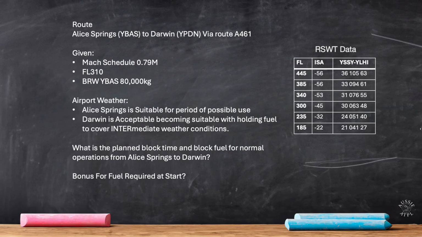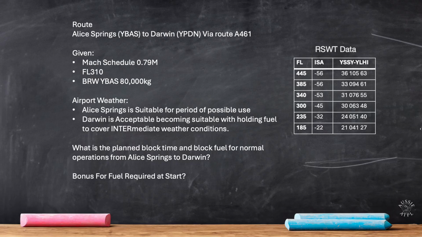In this video we'll be walking through a standard flight planning question. This is the base of all your questions in the entire flight planning exam. The route that we're given is Alice Springs to Darwin via Alpha 461. We're given a max schedule of 0.79, flight level 310, brake release weight at Alice Springs of 80,000 kilos. Now we're also given some weather conditions. Alice Springs is suitable and Darwin is acceptable, becoming suitable with holding fuel for an inter.